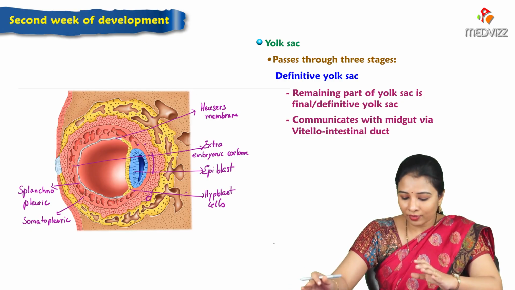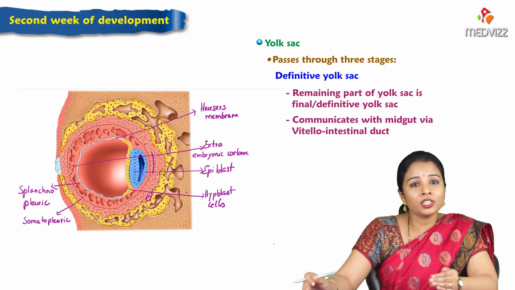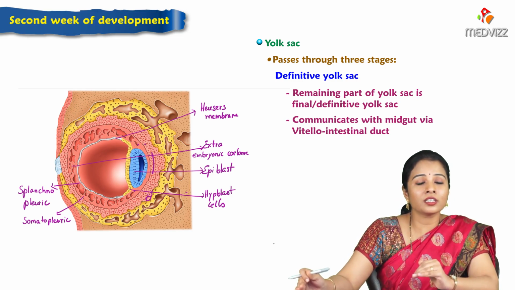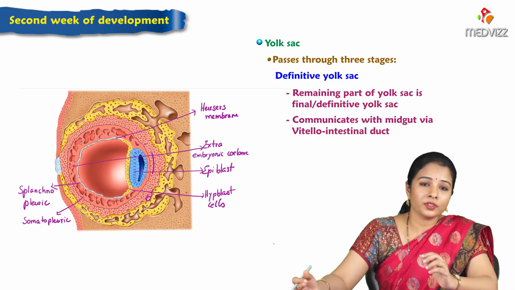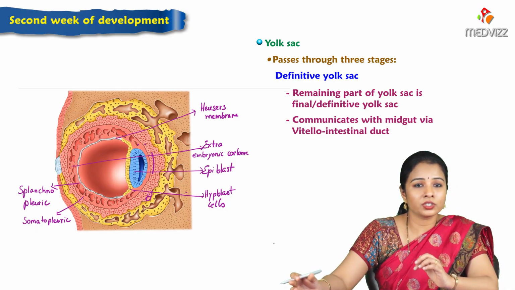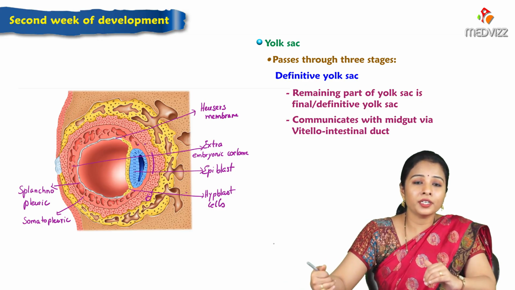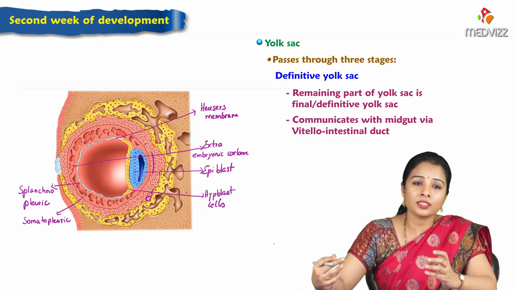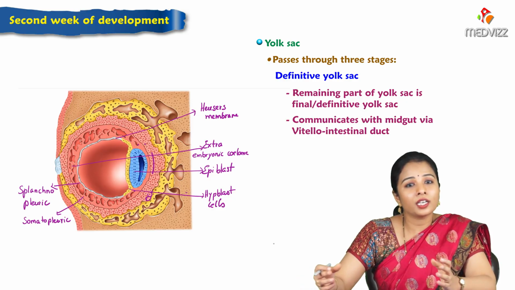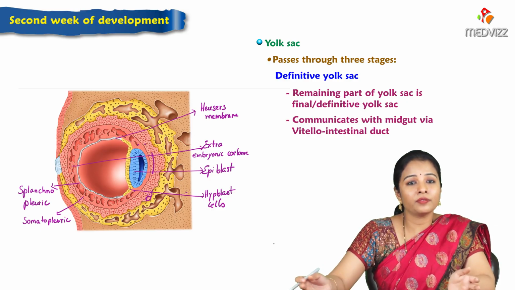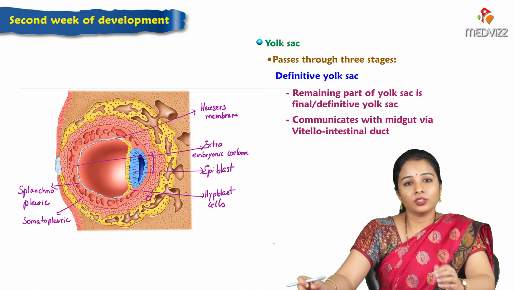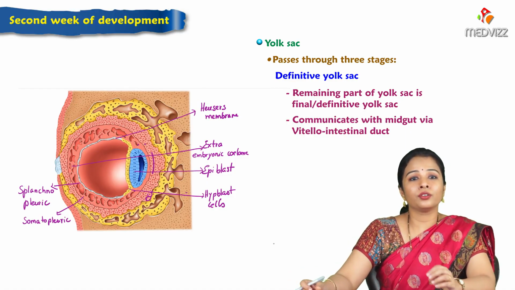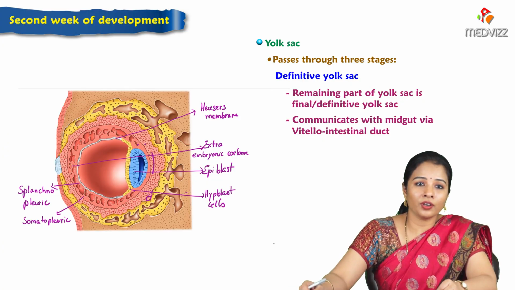The final stage is the definitive yolk sac. So the definitive yolk sac, that is the 3rd stage, is where the yolk sac is surrounded by the endoderm. Then it is called the definitive yolk sac, and it gets incorporated into the developing embryo as the primitive gut, and it communicates with the outside yolk sac by the vitellointestinal duct. So these things we will see again during the 4th week of development.